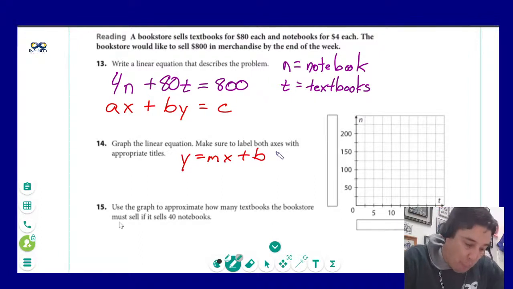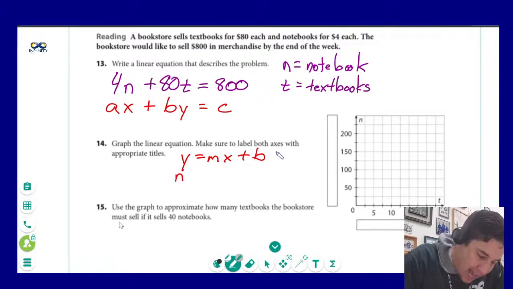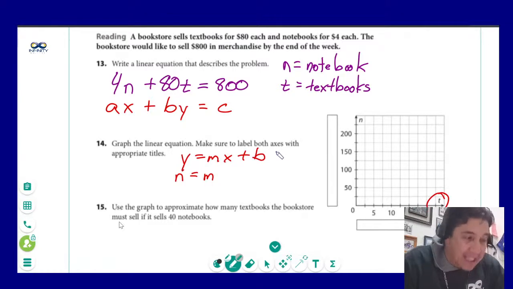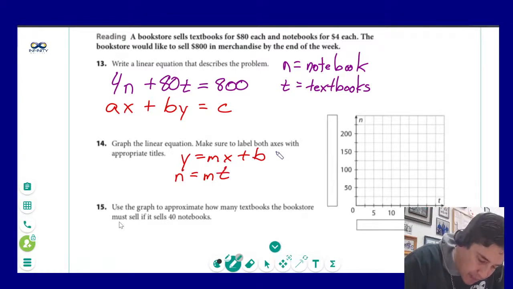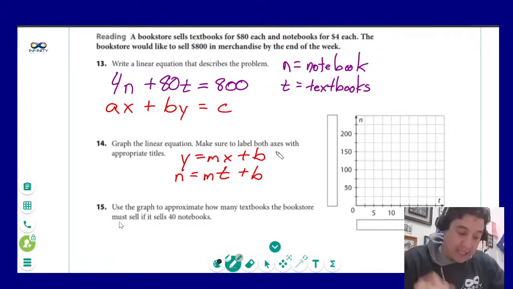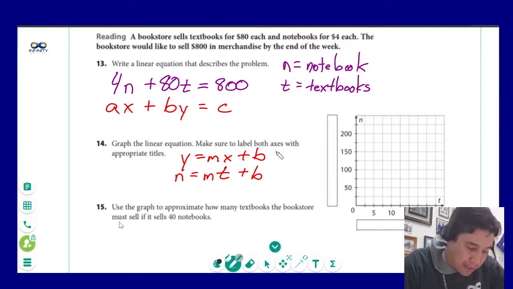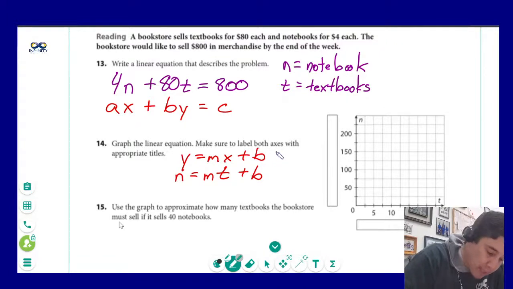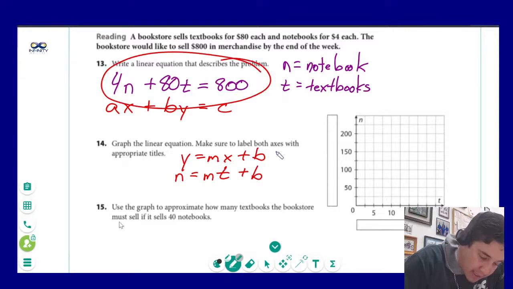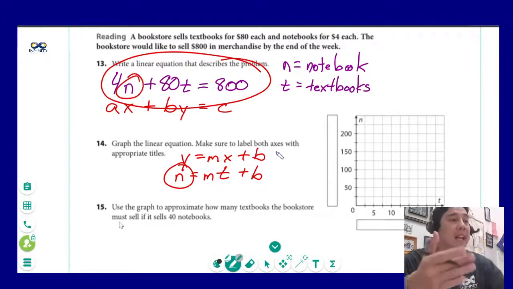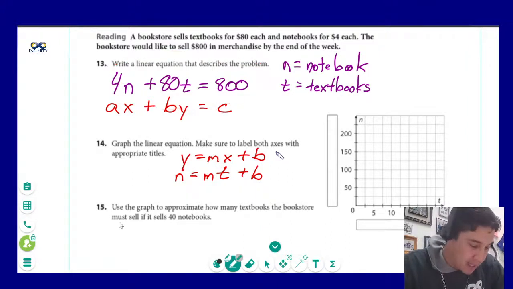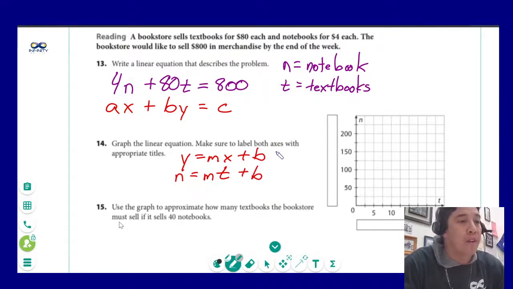So instead of y, I have n. N is equal to the slope times the x, which in this case is t, plus b, which is the y-intercept, right? Y equals mx plus b. And all I'm going to do is I'm going to take my original equation and I'm going to solve for n. Just like if that said 4x plus 80y equals 800. So, in order to solve that, why don't I move this over here so we have plenty of room?